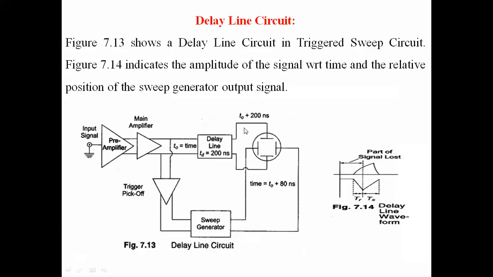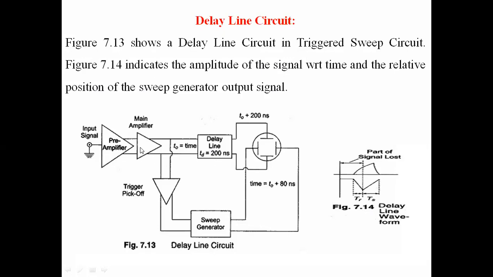So in the vertical section, after the output of the amplifier we connect a delay line circuit. So what is the delay line circuit? Here it shows the delay line circuit in the trigger sweep circuit, and this figure 7.14 shows the delay line waveform.